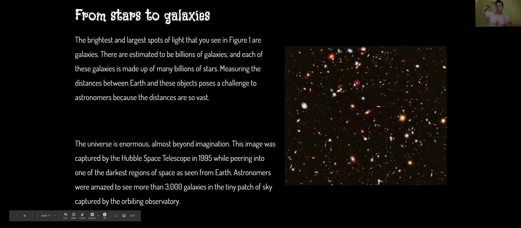This image from the Hubble Space Telescope, if you count every little dot, these are all galaxies. There's over 3,000 of them just in this picture. And this picture is just a little tiny piece of the sky when you look up. It's not the whole sky. It's like a little tiny dot in the sky, which is sort of cool.